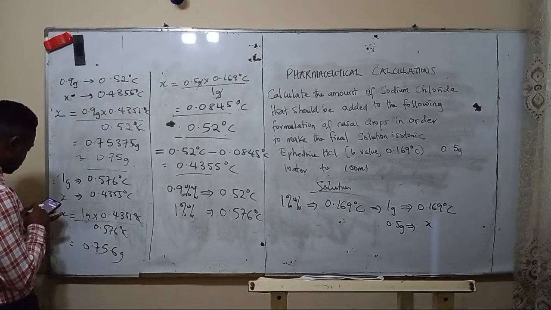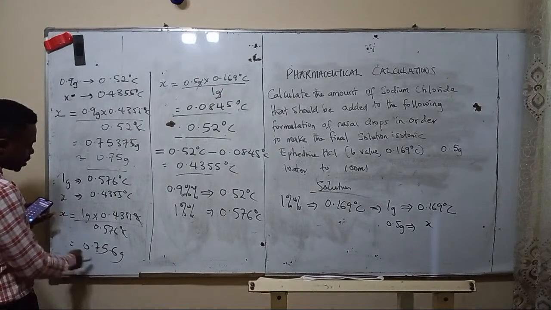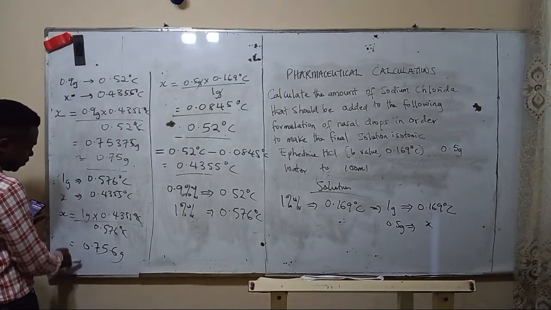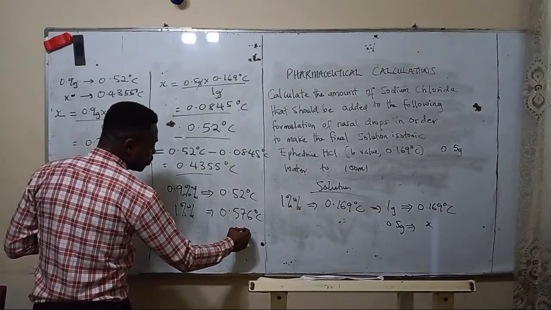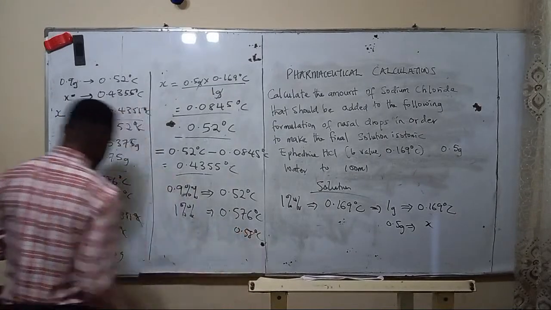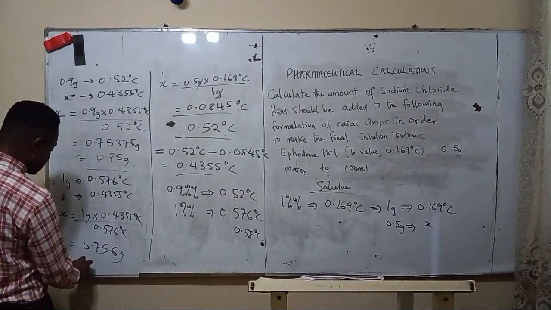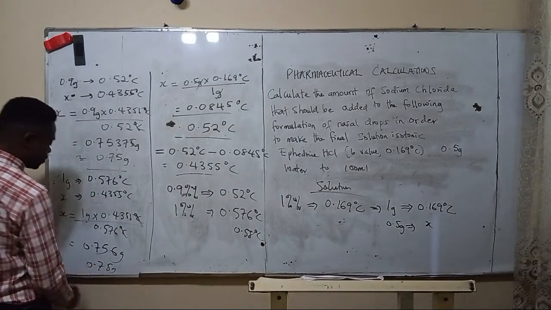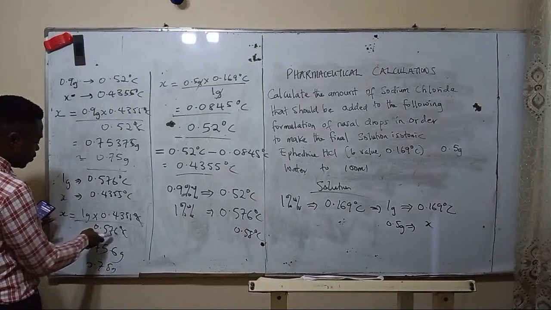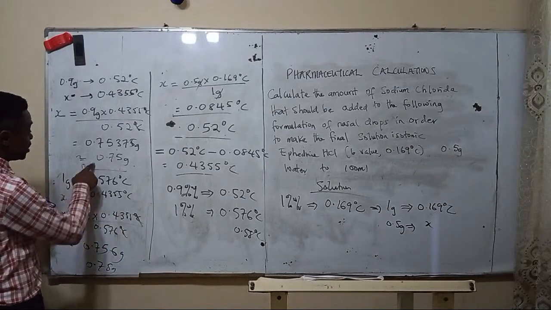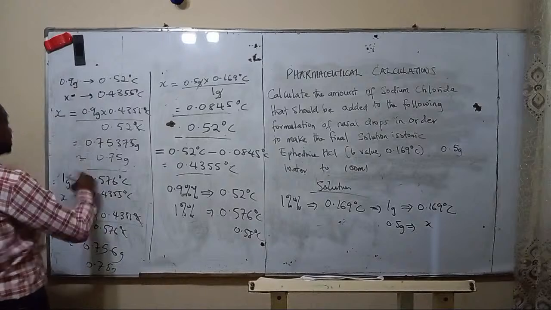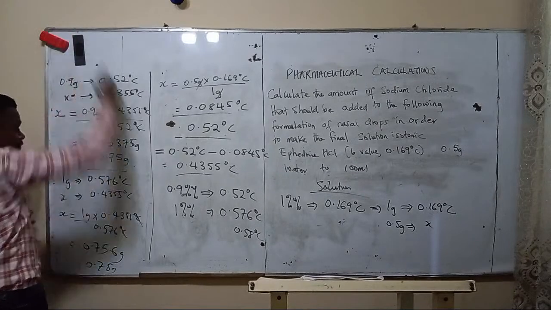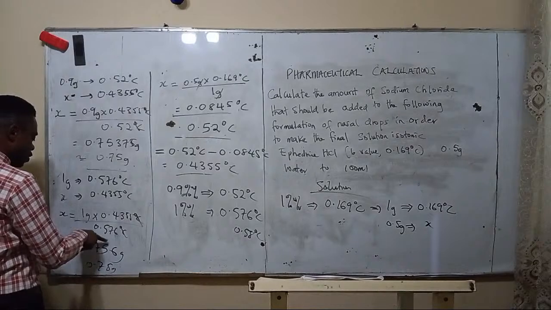So using 0.576, you have 0.756 gram. Then, as I told you, you can also use 0.58 degrees Celsius. And if you use 0.58, you have 0.75 gram. So this is just approximation issues, but they still give you 0.75. So I will take 0.75 gram, because 0.58 still gives me 0.75 gram.